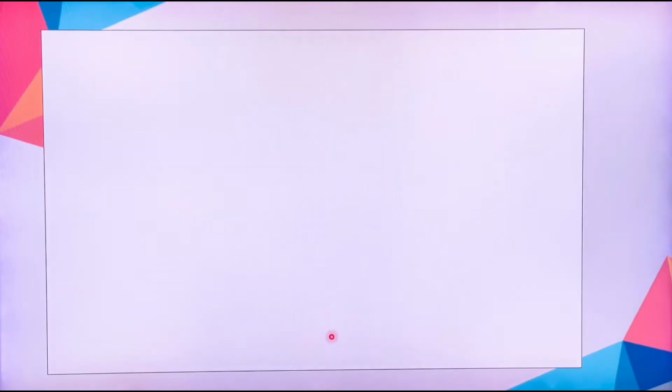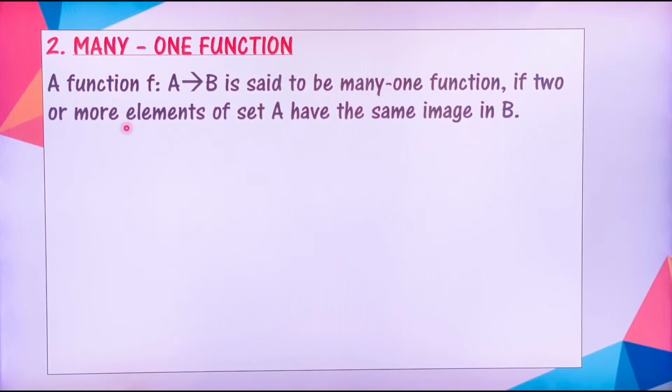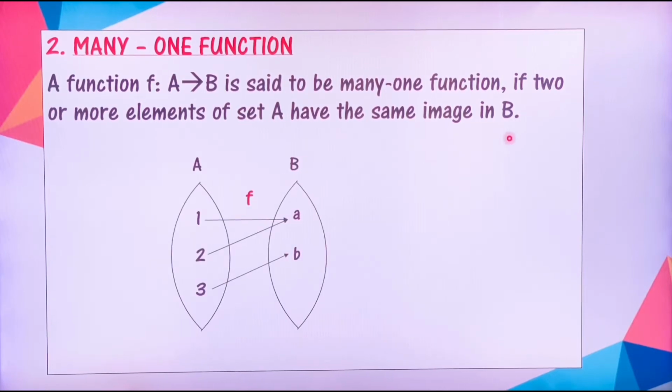See the next function: many-one function. A function f from A to B is said to be a many-one function if two or more elements of set A have the same image in B. See the mapping. Here 1 and 2 share the same image, hence it is many-one.